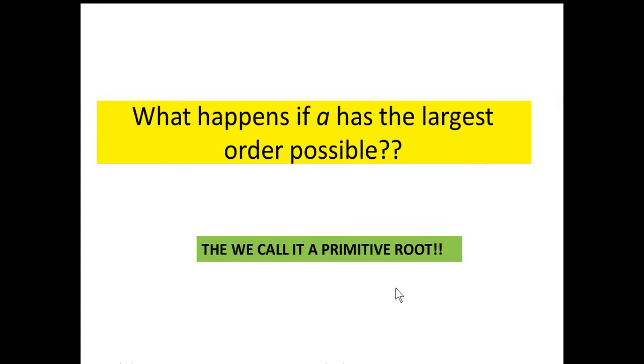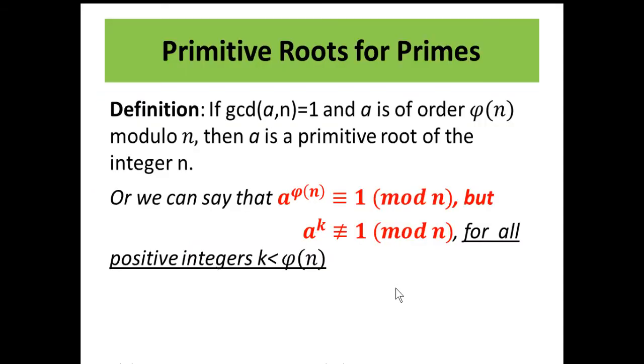So what happens if a is of the largest order possible? Then we call it a primitive root. So let us see the primitive root definition. If GCD of a and n is 1 and a is of order phi n mod n, then a is a primitive root of the integer n. Or we can say that a to the power phi n is congruent to 1 mod n, but a to the power k is not congruent to 1 mod n for all positive integers k less than phi n.